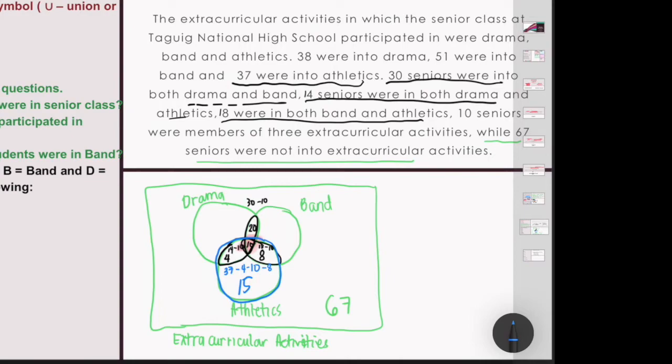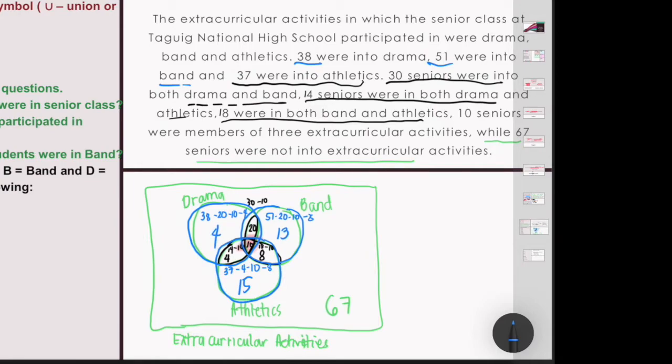Now, for the band, there are 51. So, again, katulad kanina, identify your circle for the band. So, that is 51 minus 20 minus 10 and minus 8. So, you have there 13. Lastly, for the drama, there are 38. So, we have there this circle, and that is 38 minus 20 minus 10 minus 4. So, there are only 4 remaining students.